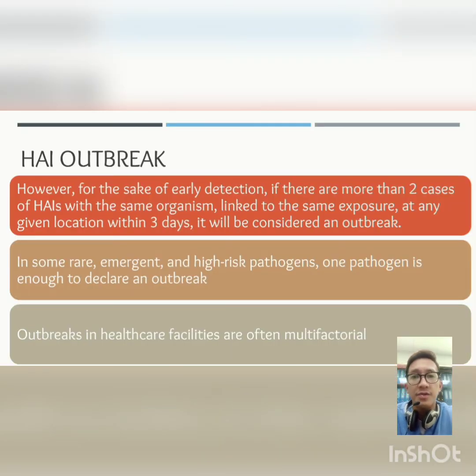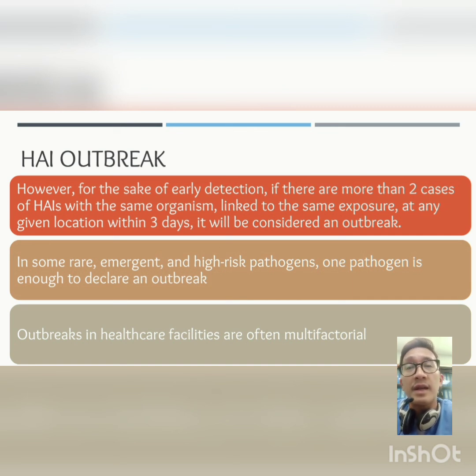A healthcare-associated infection outbreak is an increase in the number of HAI events among patients or staff over and above the expected number of cases. However, for the sake of early detection, if there are more than 2 cases of HAI with the same organism linked to the same exposure at any given location within 3 days, it will be considered an outbreak.